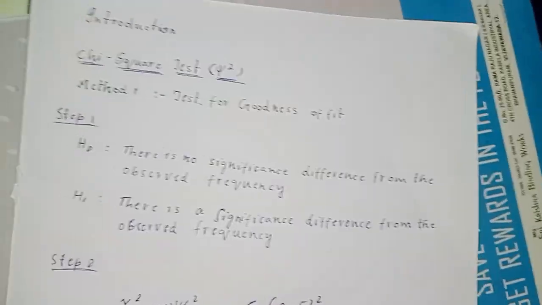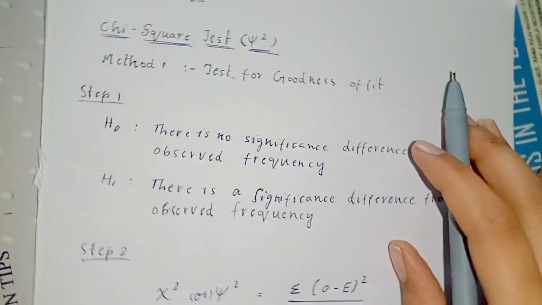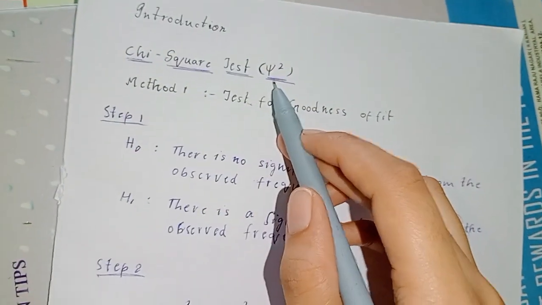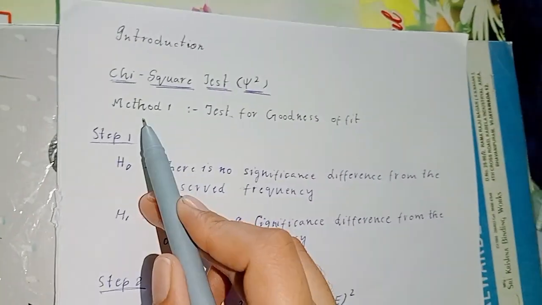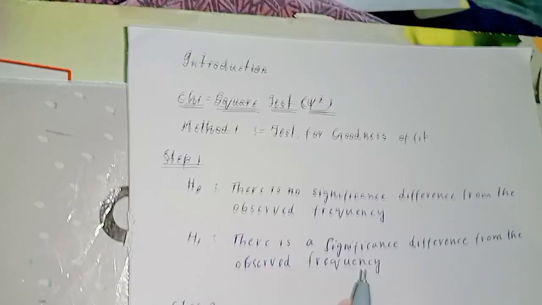Let's go to the introduction part of the chi-square test. Here it is, chi-square. Now we are learning method 1, the test for goodness of fit. Here several steps are there.